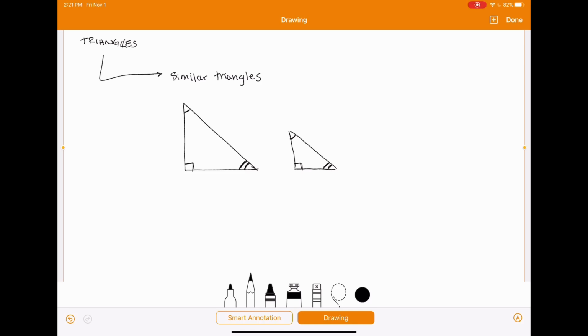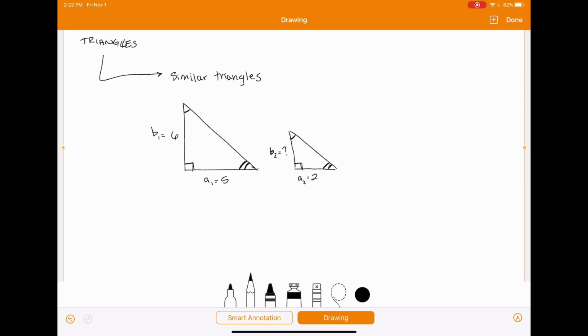All right, so if we had, this is 6, this is 5, and this side is 2, and we wanted to find this side right here, we can use proportions and similar triangles to figure that out. So let's go ahead and just label these. Say this is A for triangle 1 equals 5, B for triangle 1 equals 6, A for triangle 2 equals 2, and we're trying to find B for triangle 2.